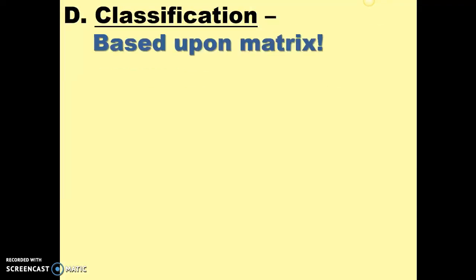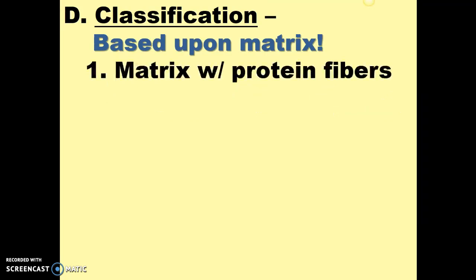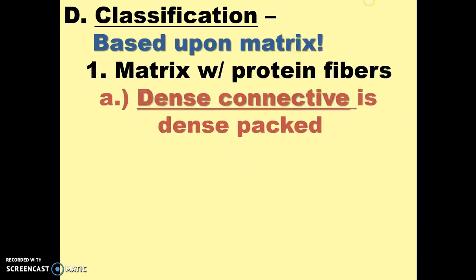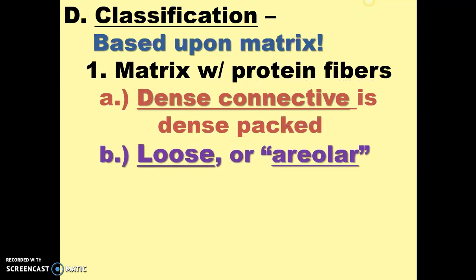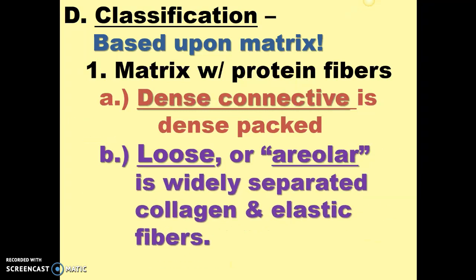By cellular matrix, the stuff outside, the proteins, the ground substance, and the fluid. So, protein fibers, if it's densely packed, it's called dense connective tissue. And that has widely separated collagen and elastic fibers. So pull your skin, twist it around, goes right back.